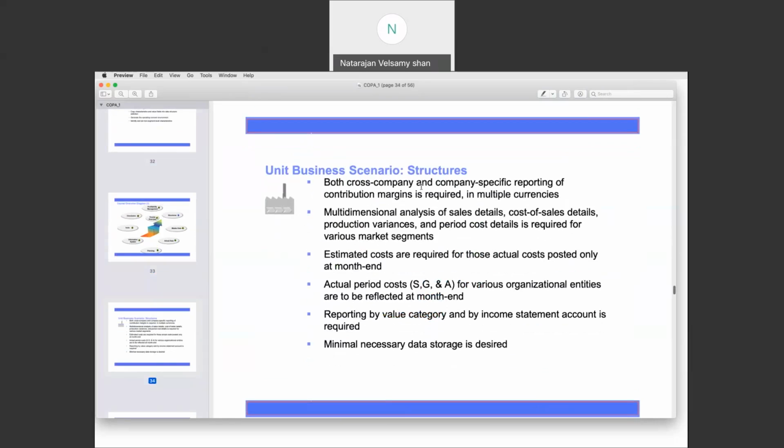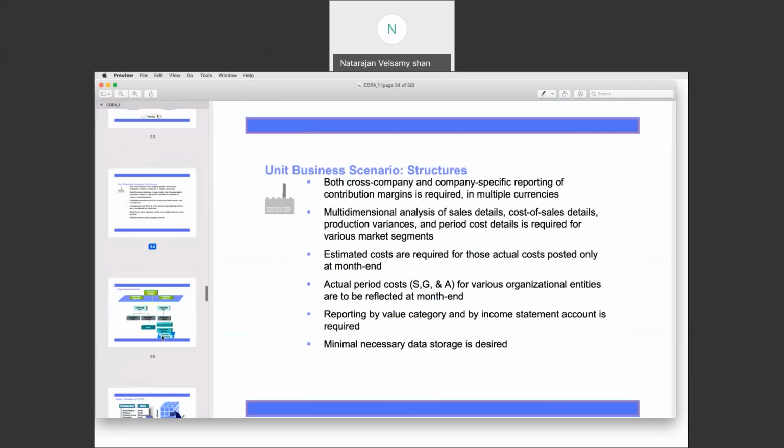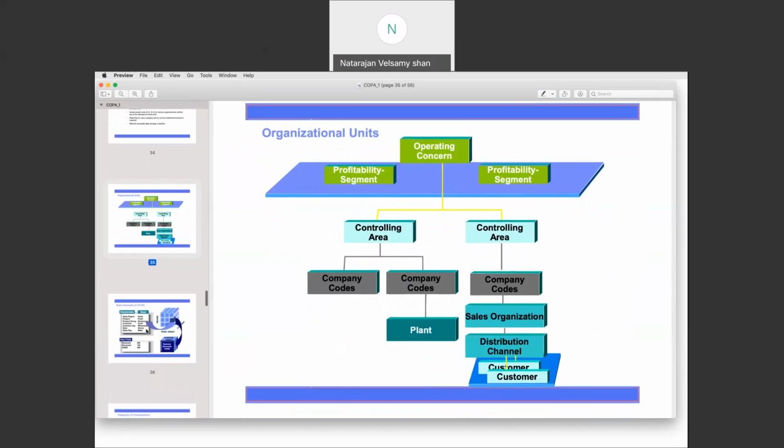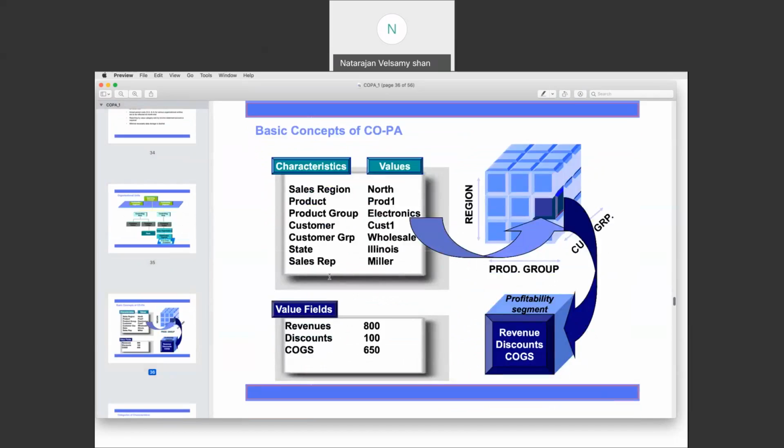Business scenario: both cross-company and company-specific reporting is required in multiple countries, such as analysis of sales details. You can go through this. These are the organization units you have already seen: operating concerns, and multiple controlling areas, and again each controlling area has multiple company codes, plant, sales organization, customer. Basic concepts of COPA: there are characteristics and values, and value fields are GLs.